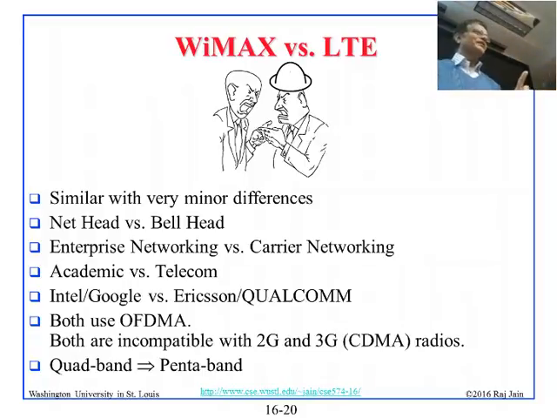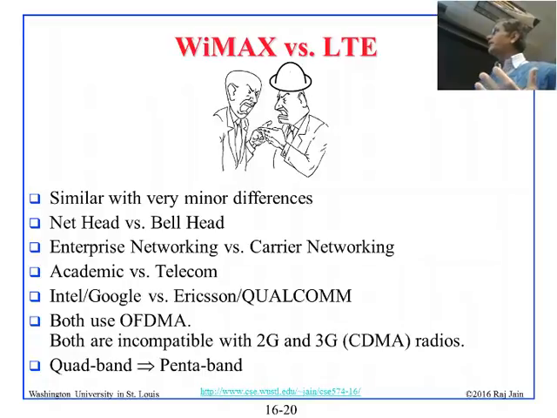This is very interesting. There are two kinds of networking guys: one which are net heads and one which are bell heads. Bell heads work for the phone company. The net heads work for the IT companies like Cisco and Facebook and things like that. They think very differently. And actually, most of us came as net heads. Enterprise networking versus carrier networking, academic versus telecom. Most of the academics are in this IP business. Intel and Google versus Ericsson and Qualcomm. So these guys are pushing WiMAX and these guys are pushing LTE.